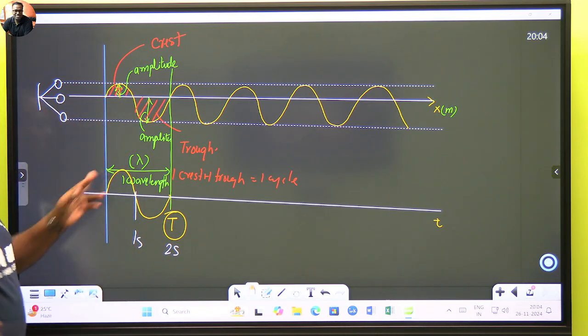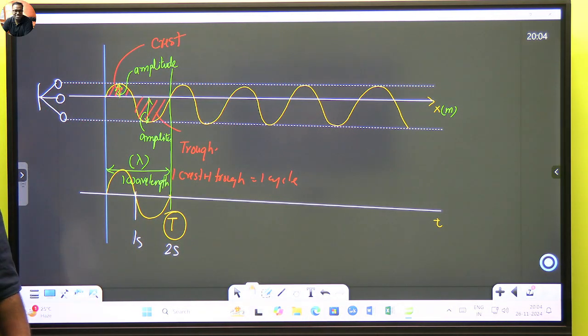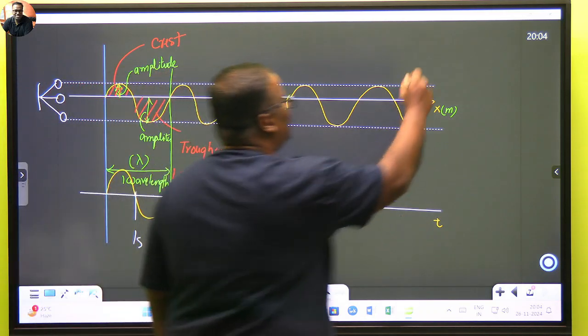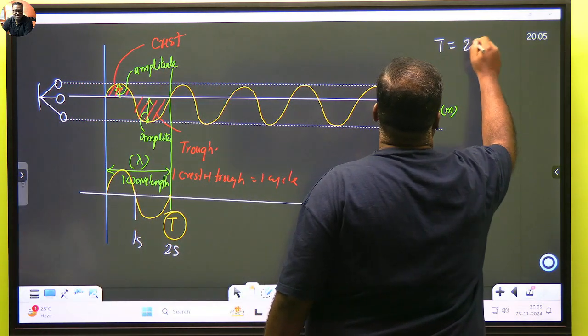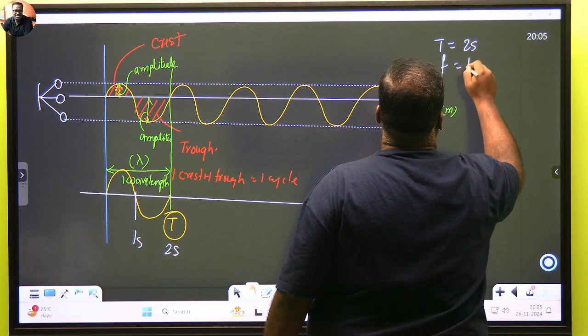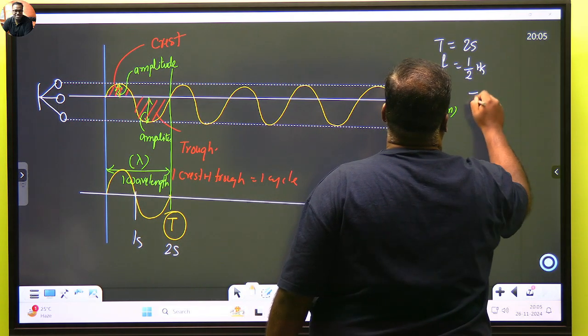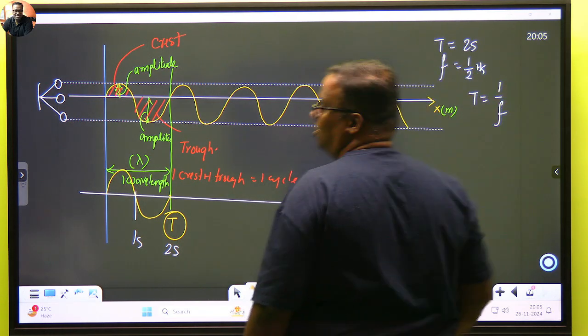1 second में कितना cycle बनाया? Half cycle बनाया. Frequency कितना हुआ? Half. फिर से देखो आपने क्या डेटा निकाला. आपने बोला t है 2 seconds और आपने बोला frequency is half hertz. तो आपने तो वेरीफाई कर दिया, t is equal to 1/f.